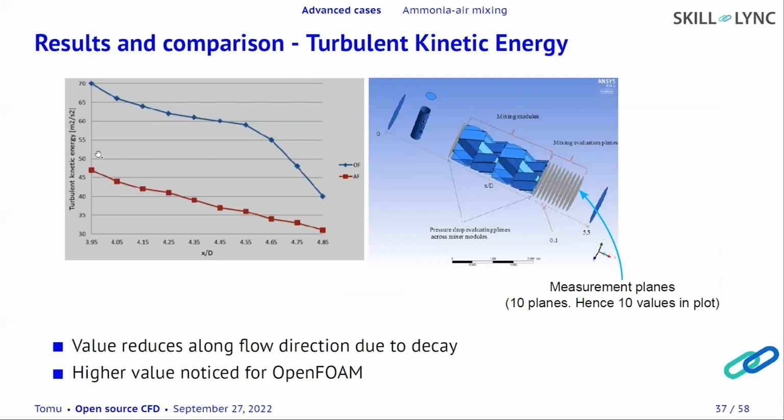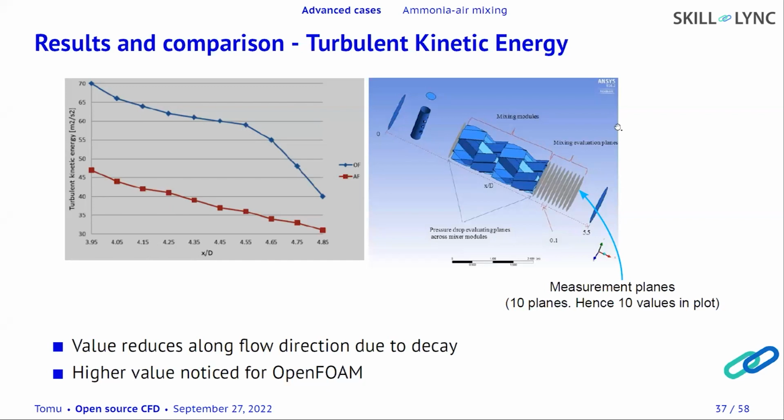Overall, the trend in both tools is that the value is decaying. But still, OpenFOAM is showing higher values. We noted earlier that more mixing is shown in OpenFOAM, so this could be one of the reasons. We have higher turbulent kinetic energy in OpenFOAM, and that could be one of the reasons why we have higher diffusion or higher mixing in OpenFOAM.